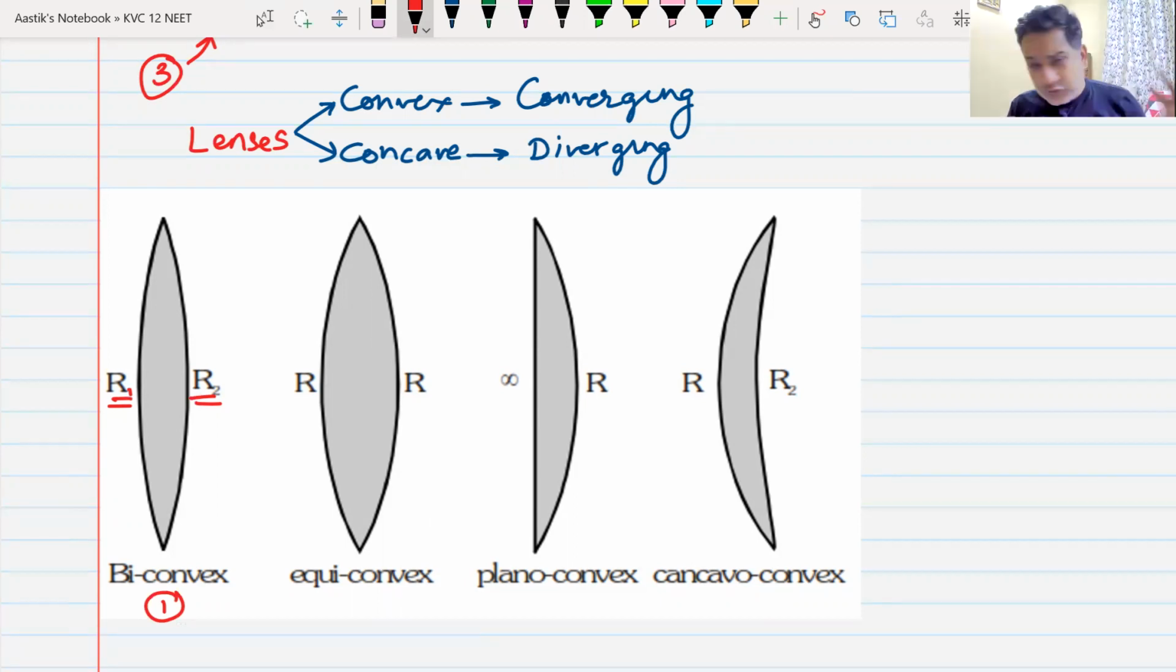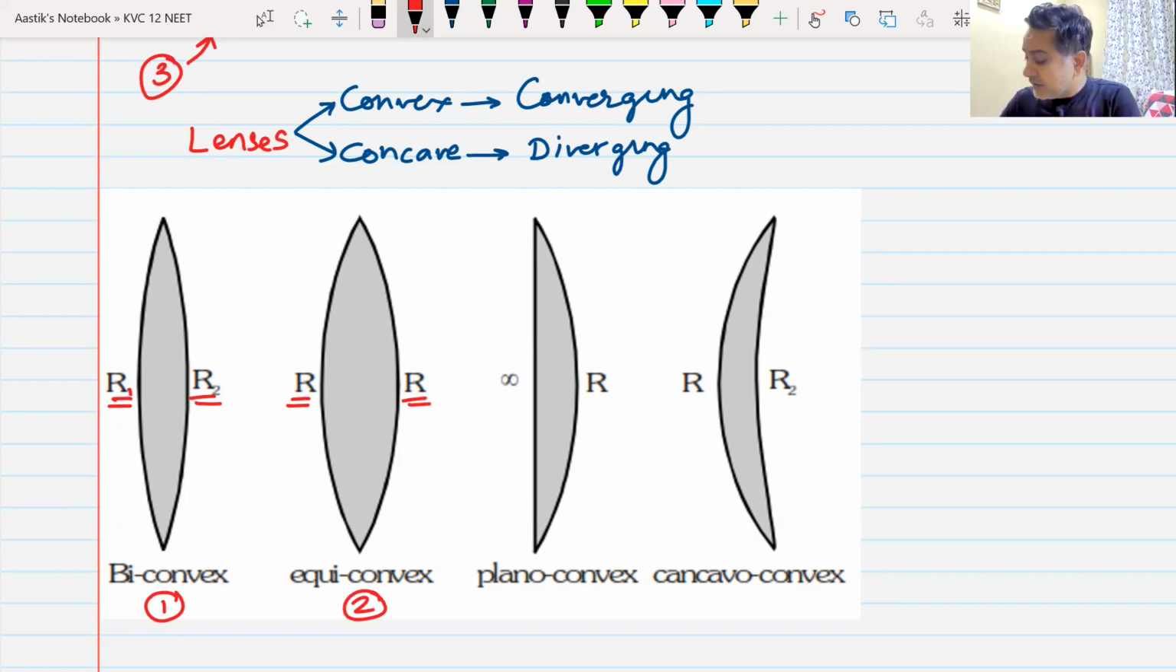Is it clear? You don't have to draw it, you just have to see it and probably you will understand it. The second type of lens is known as an equiconvex lens. Why is it known as equiconvex? It is convex on both sides and the radii of curvature are also the same. We understand this?